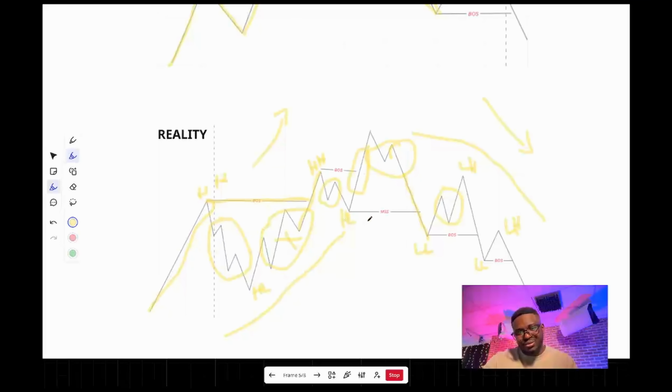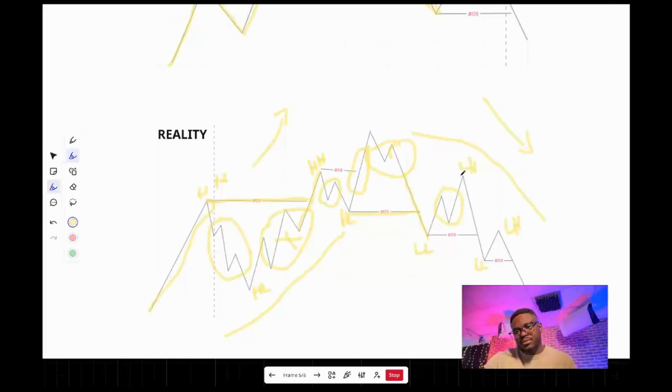This is the higher low. This is a market structure shift. And this is the lower low. All of this is internal structure. Don't pay attention to it. This is the last lower high. Now, price switched bearish from here.